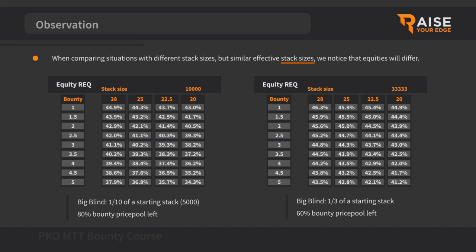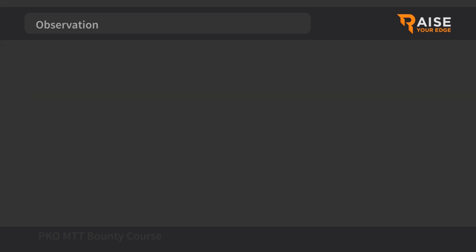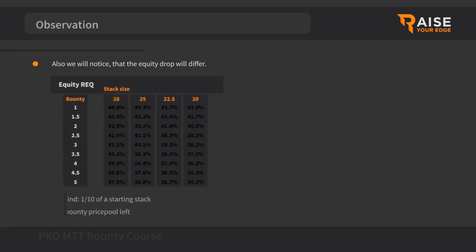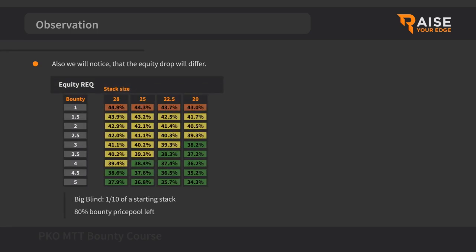When stack size compared to the starting stack is big compared to the bounty, then the needed equity will increase and the effective equity drop will diminish. So this is exactly what we observed. The equity drop will differ for different scenarios of stack size compared to the bounty size of the actual player.